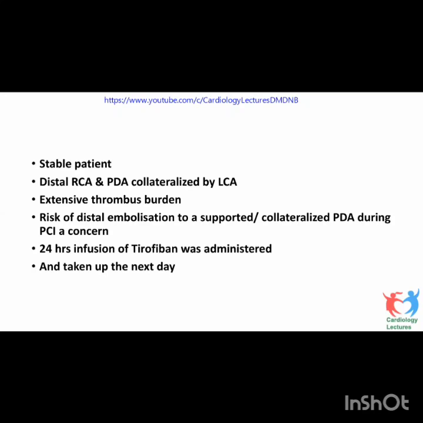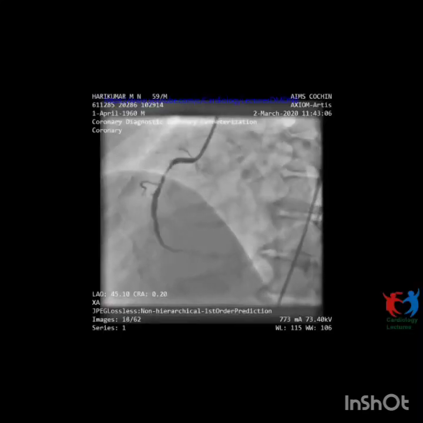The risk is distal embolization: what is collateralized may go off if this thrombus migrates to the PDA. What the left system supports, we may also lose if we are in a hurry to do this case. So this patient was shifted back to the ICU. We gave a 1-day infusion of tirofiban, and the patient was brought back to the cath lab the very next day, and you see what happens.